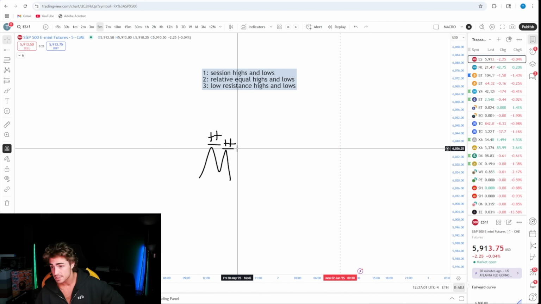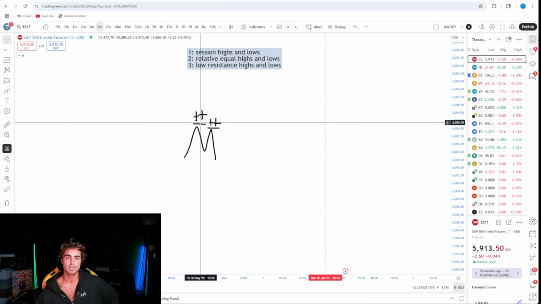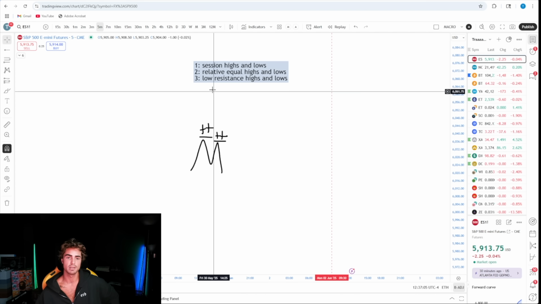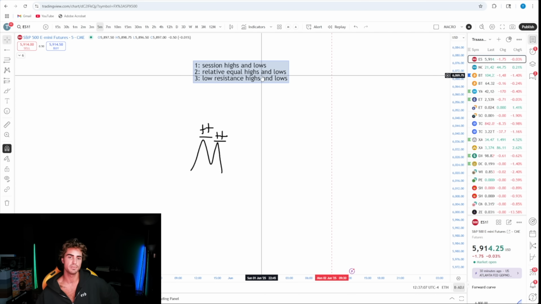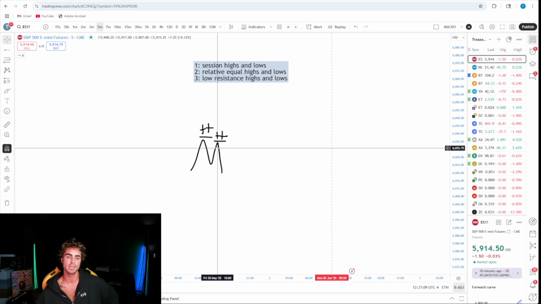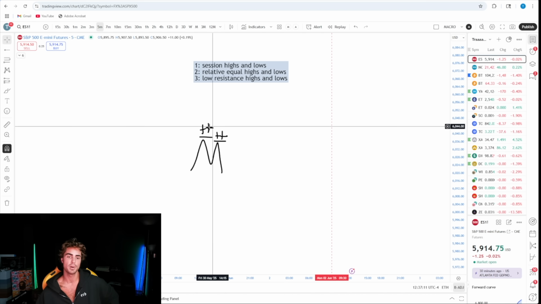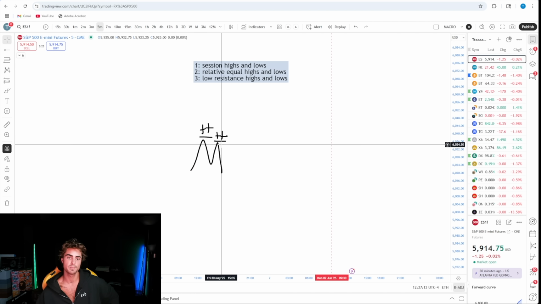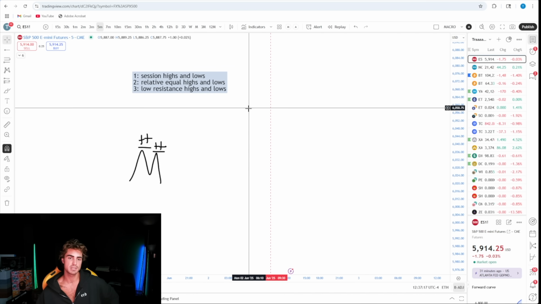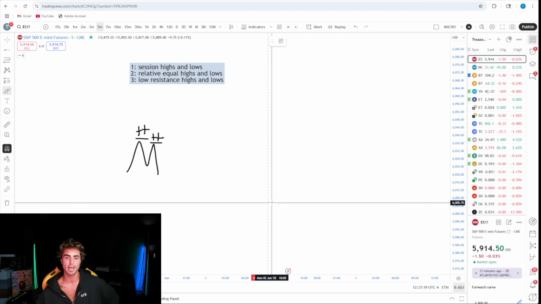So low resistance highs and lows are essentially just stacked up highs and lows. Similar to relative equal highs and lows, because these are relatively equal, but they haven't swept out the buy orders. So they're just buy orders stacked up with each other. Low resistance highs and lows, I like to call it trend line liquidity.